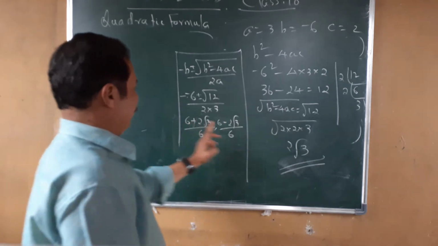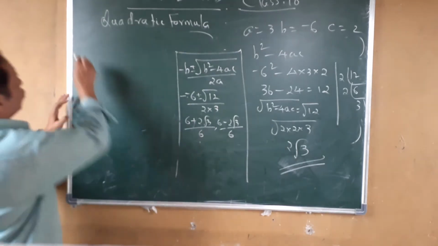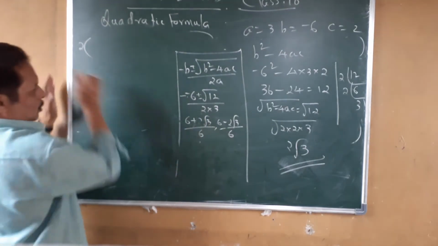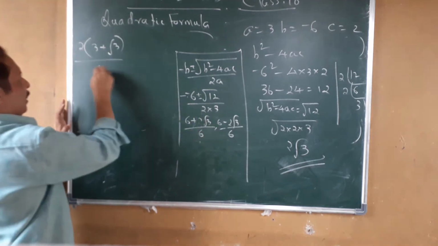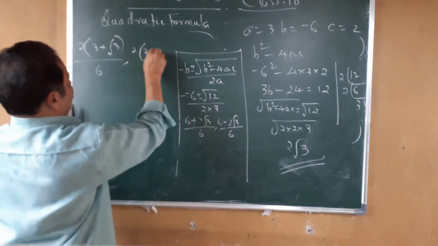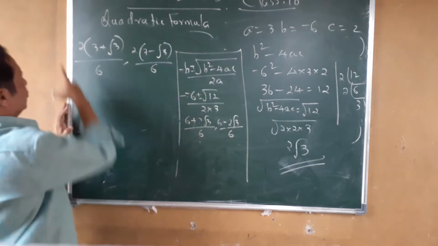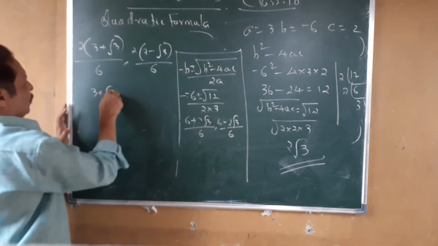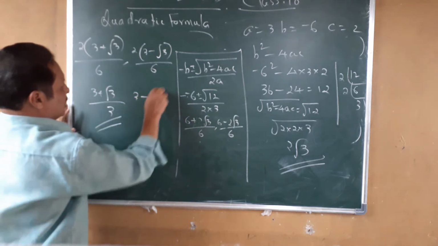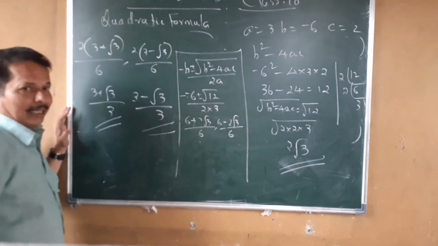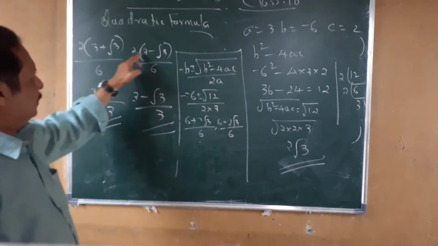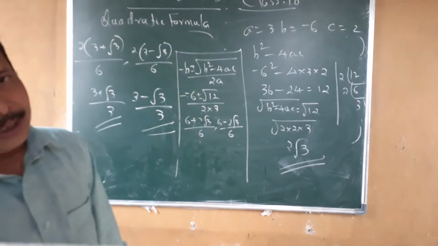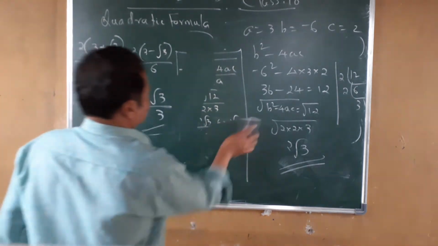One of the values is positive, the other is negative. From here, in these two terms, 2 is a common factor taken out. Remaining is 3 plus root 3, divided by 6. The other is 2 into 3 minus root 3, divided by 6. 2 cancelled in 6, that is 3 times, and the other answer is 3 minus root 3 by 3. You get the idea? 2 cancelled in 6, 3 times. 3 plus root 3 by 3, 3 minus root 3 by 3, those are the final answers. You get the idea? Okay.